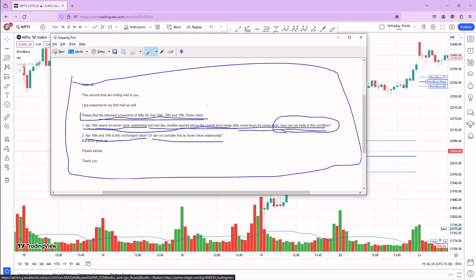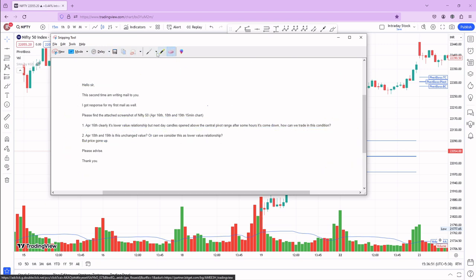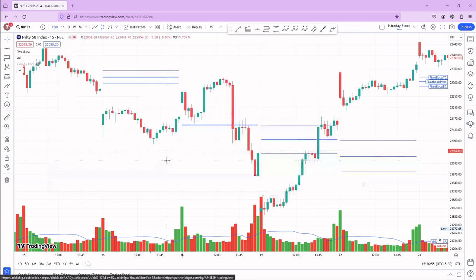Okay, now let me come to the second point. April 18th and 19th, is this unchanged value, or can we consider this as lower value relationship, but price goes up. That is the last point mentioned over here. Okay, let me remove the drawings maybe. Okay, so here it is mentioned as but price goes up. Okay, let me explain this.